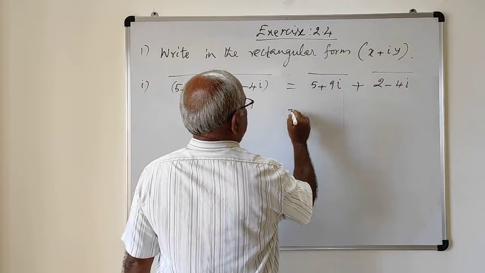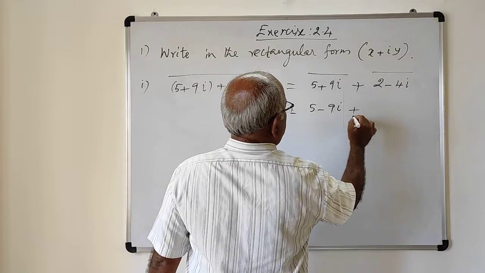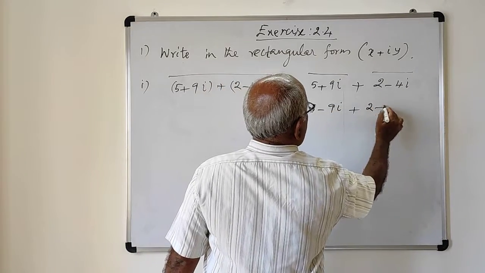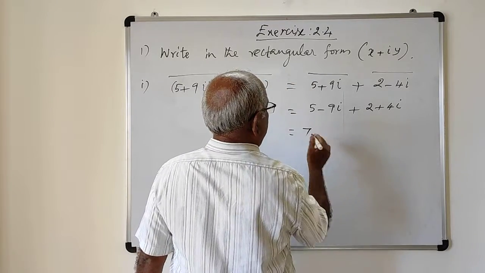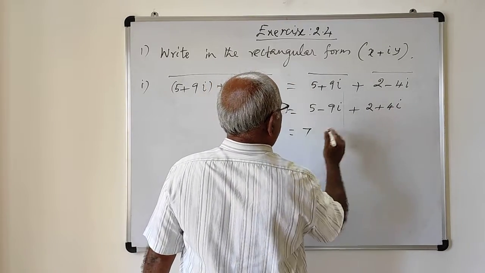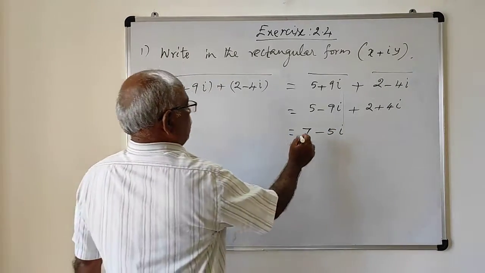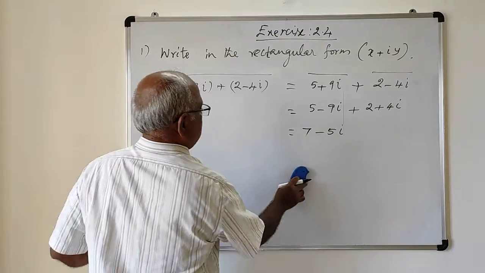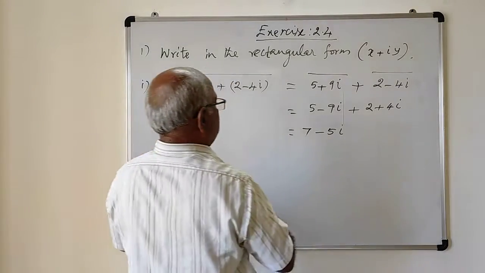The conjugate of 5 plus 9i is 5 minus 9i, and the conjugate of 2 minus 4i is 2 plus 4i. By adding, 5 plus 2 is 7, and minus 9i plus 4i is minus 5i. So 7 minus 5i is the answer for the first subdivision of the first problem.